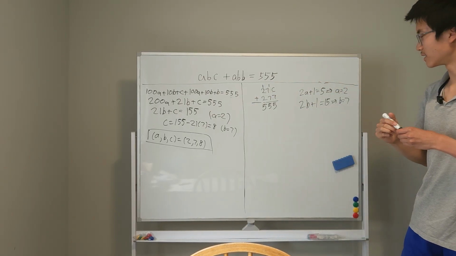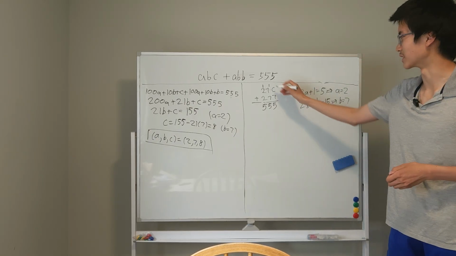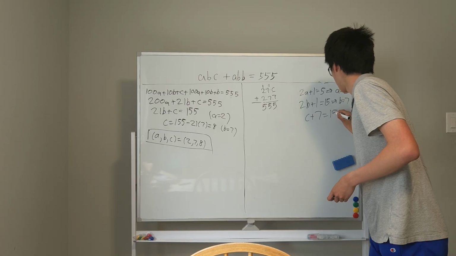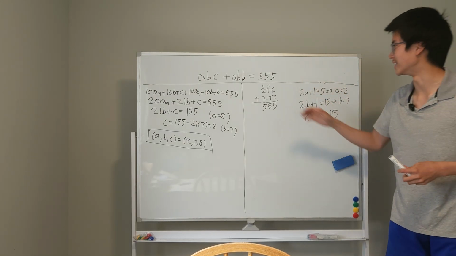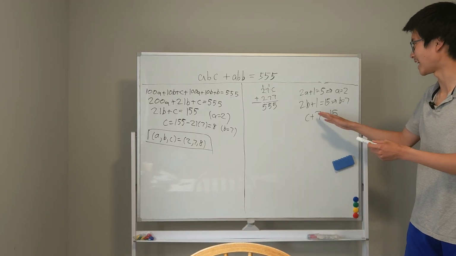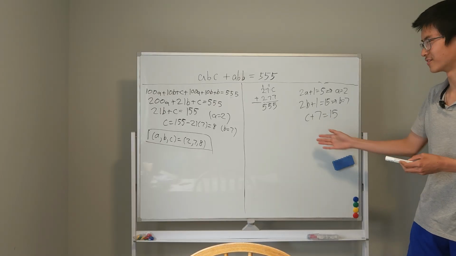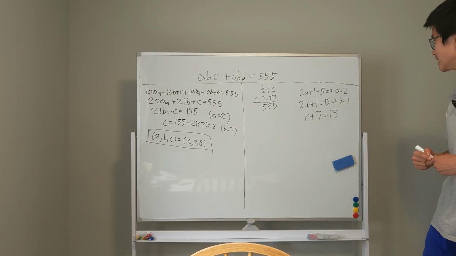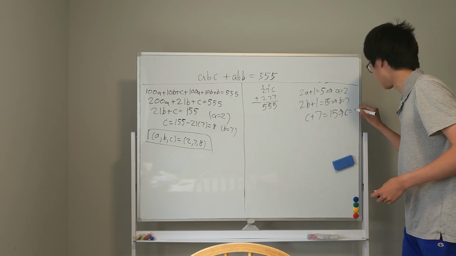And then finally, we have C plus 7 equals 15 because we carry forward 1. Notice how as soon as I knew the value of B, I put that in. And this will help me determine the value of C. Because if I hadn't substituted B equals 7 in, it would probably be very difficult to find the value of C. So here we have C plus 7 equals 15. And then solving this will give us C equals 8.